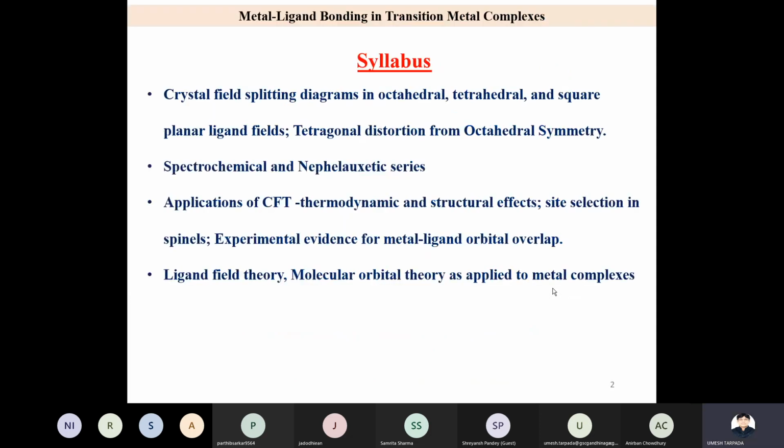So now see, this is your syllabus in chapter 1. These are the topics: crystal field splitting diagrams, especially for octahedral, tetrahedral and square planar complexes. Also we will discuss tetragonal distortion from octahedral symmetry. Then we will talk about two important series, the spectrochemical and nephelauxetic series, and then move to the applications of CFT, and at the last we will study ligand field theory and molecular orbital theory for metal complexes.